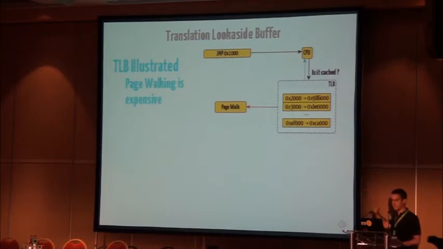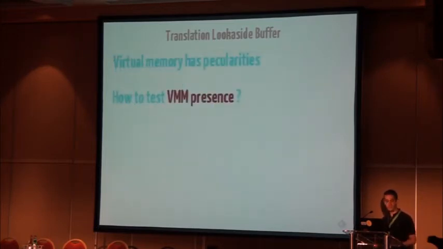If you have a TLB miss, meaning it's not in the 64 lines of the TLB, you have a page walk. A page walk is expensive. You will go through CR3 and all the page tables to find your translation. So we will use it to measure virtualization presence. All right, virtual memory has peculiarities, such as flushing the TLB on VM exit without hardware-assisted mechanisms, but how do we use them to test VMM presence?